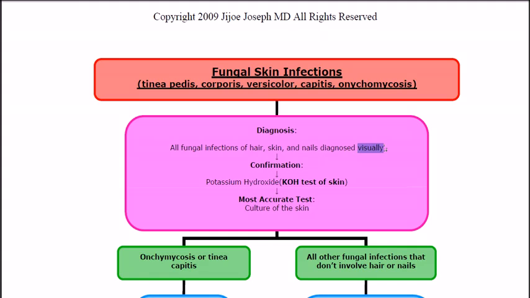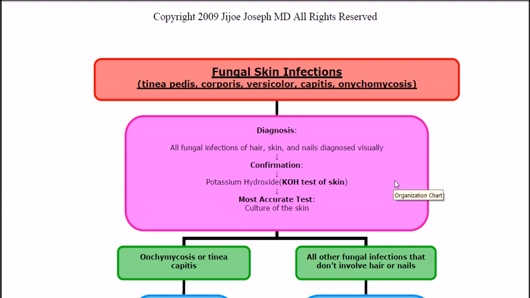And how are we going to follow this up? We're going to confirm it with potassium hydroxide, or KOH test, of the skin. That's another word for potassium hydroxide. You can see either one of them on the test. Now, our most accurate diagnostic test is culture of the skin. So we first diagnose them visually, confirm them with the KOH of the skin, also known as potassium hydroxide, and our most accurate is the culture of the skin.